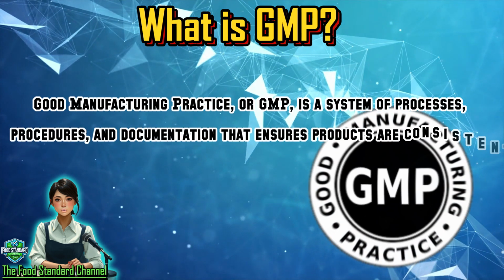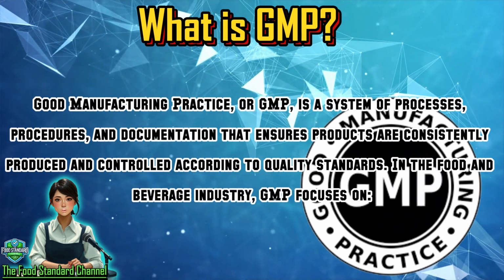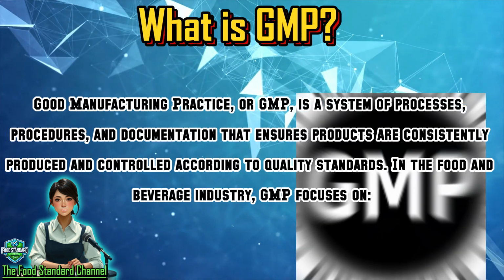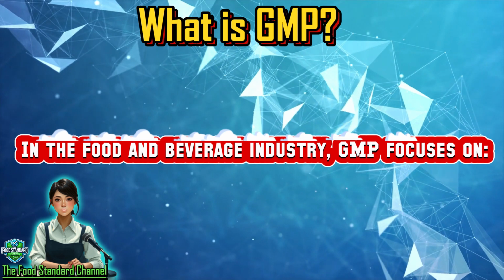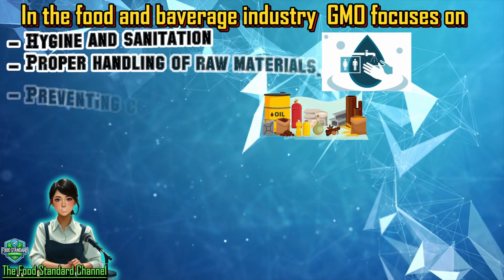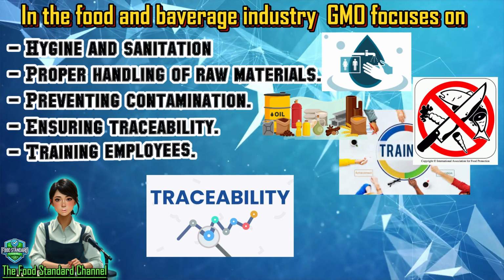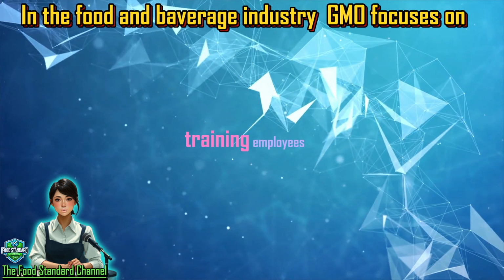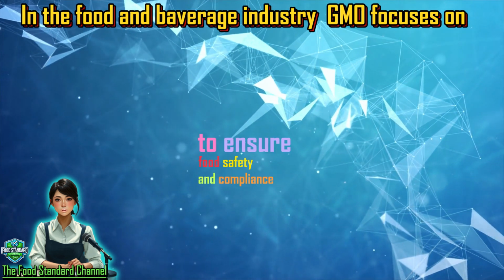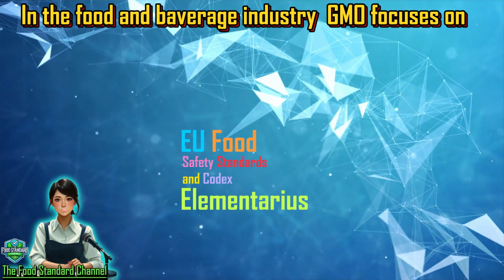Good manufacturing practice, or GMP, is a system of processes, procedures, and documentation that ensures products are consistently produced and controlled according to quality standards. In the food and beverage industry, GMP focuses on hygiene and sanitation, proper handling of raw materials, preventing contamination, ensuring traceability, and training employees. GMP is not just a recommendation, it's a requirement in many countries to ensure food safety and compliance with regulations like the FDA, EU food safety standards, and Codex Alimentarius.